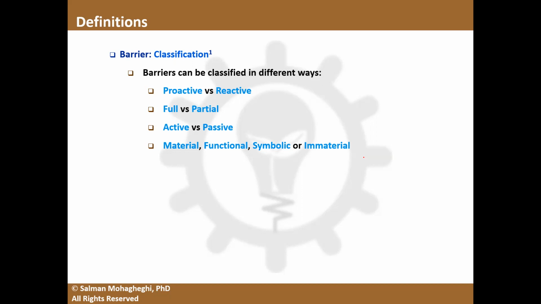Symbolic barriers are barriers that require some sort of interpretation, and they try to protect the asset that way. For example, traffic signals, road signs, safety instructions; these are all symbolic barriers. Immaterial barriers are barriers that are not physically present. You can think of them as guidelines. You can think of them as laws that try to ensure safety for everyone. You can think of them as training for operators or monitoring systems, things like that.